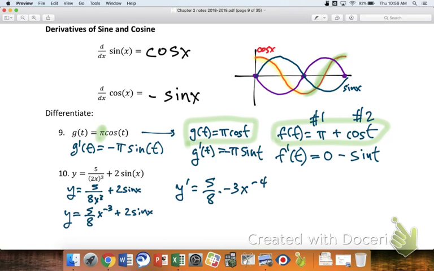Sometimes those negative exponents will give people fits, right? Because remember, you're bringing the old exponent down in front, subtracting 1, and negative 3 minus 1 is actually negative 4. Sometimes people are tempted to go the other way with that, so just be careful. And then lastly, plus 2 sine of x, the derivative of 2 sine of x would be 2 cosine of x. So plus 2 cosine of x.